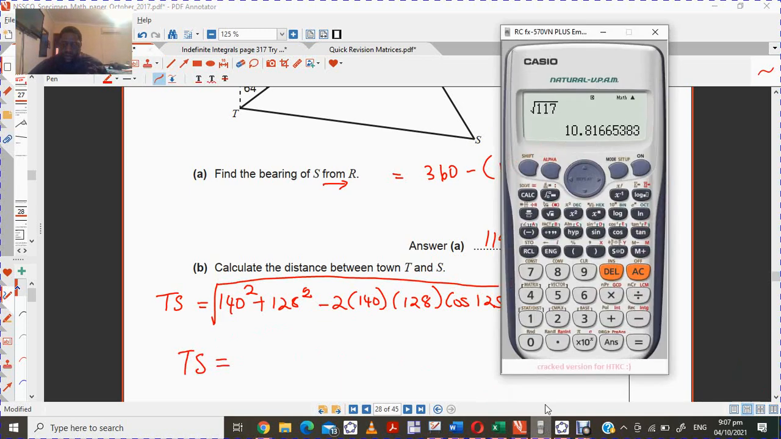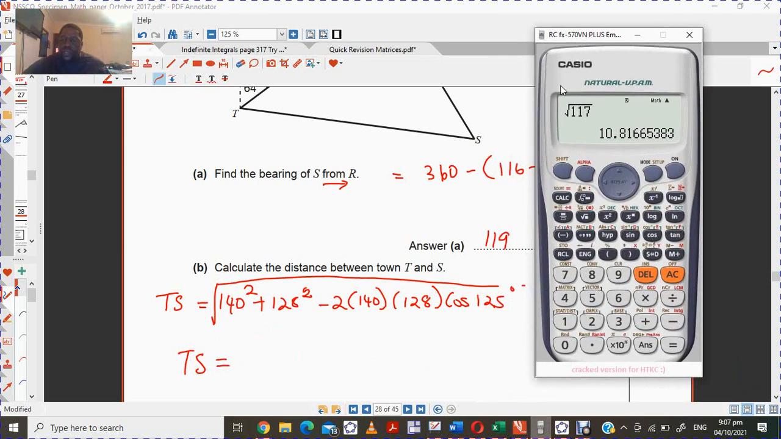So grab the calculator. If you have a casual calculator, it's okay, it'll give you the answer. If you have the other ones, then you need to introduce brackets. Okay, so 140 squared plus 128 squared minus 2 times 140 times 128, okay, just make sure, times the cosine, again your calculator should be in degree mode, 125. Then you hit enter.